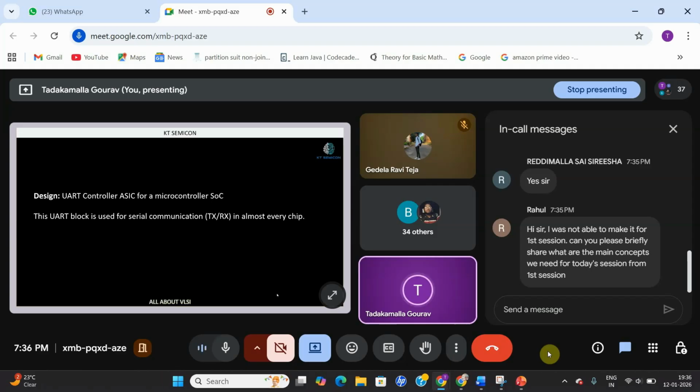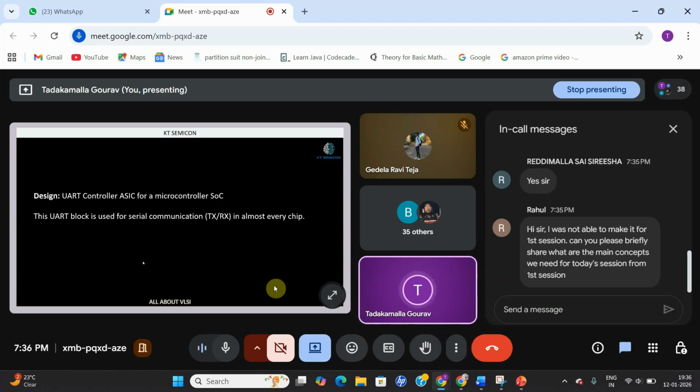Now before that, Rahul, are you there in the group, in the WhatsApp or Telegram group? There are two groups actually. One is WhatsApp and another is Telegram. Are you present in any of those groups?